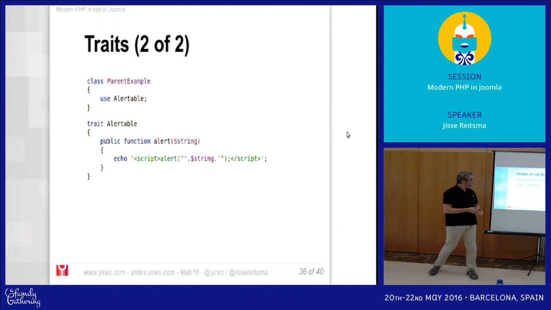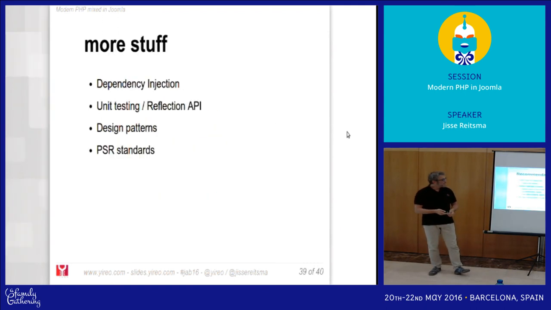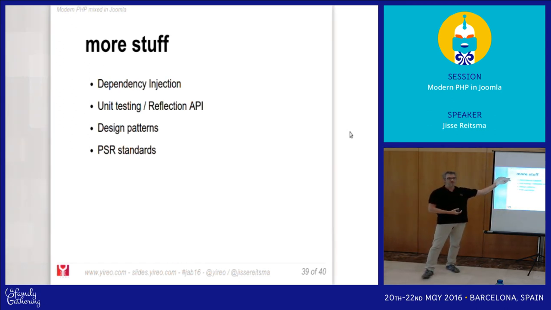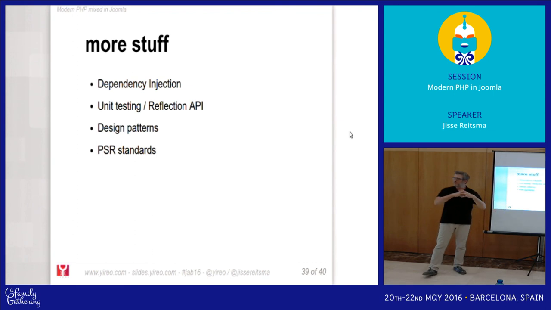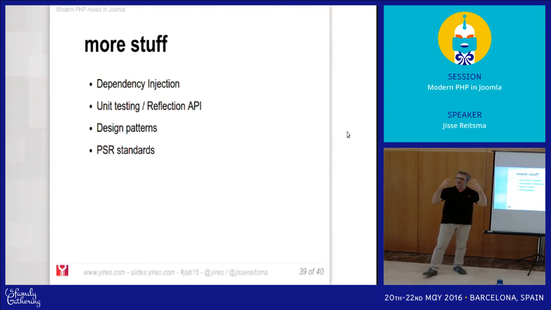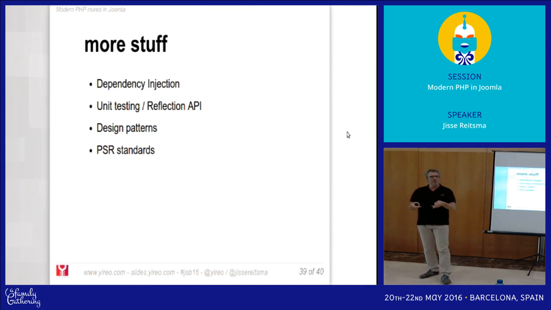Let's wrap it up. I showed you a couple of things that might be interesting to you. There's much more to cover. Dependency injection, I already mentioned it. Unit testing, maybe combined with the reflection API. I just wanted to show you a couple of keywords that are supposed to expand your knowledge, like show you, hey, there's the old PHP 4 style of coding, but there's much more in PHP to discover. And there's nothing stopping you from implementing those new code structures within your own Joomla site or Joomla components.